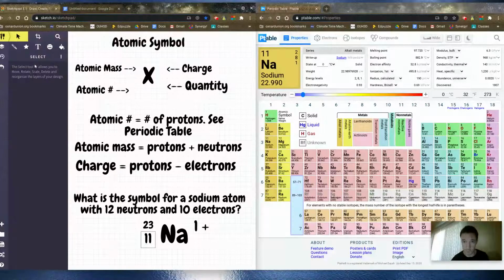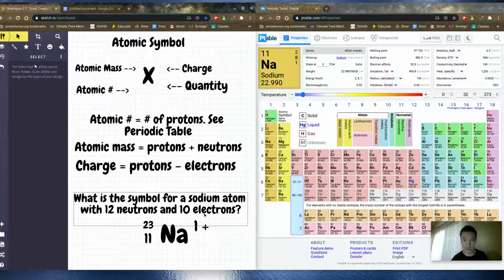Okay, if we know it has 12 neutrons, now we can find the mass, because mass is protons plus neutrons. So 11, number of protons, plus 12 neutrons, it told us that in the question. 12 plus 11 is 23. So that goes right up here in the top left. Again, we're writing it down because we know it. That might not always show up for you, but if it's there, it's valuable information.